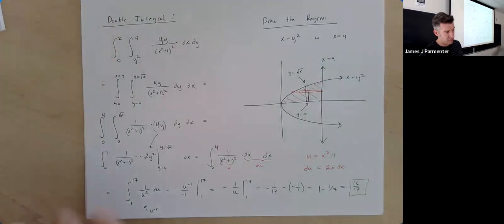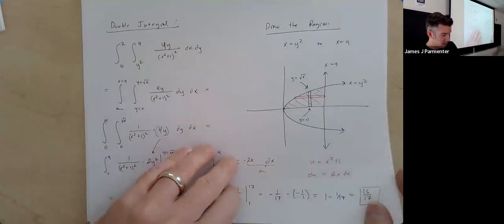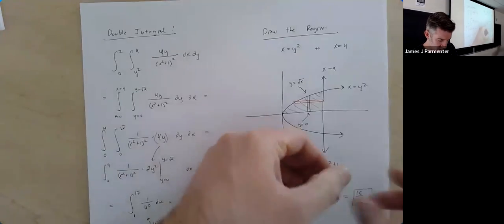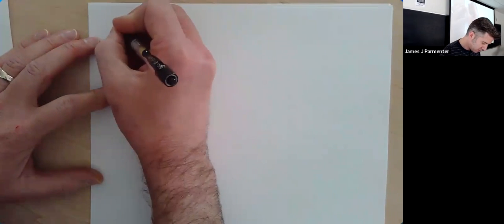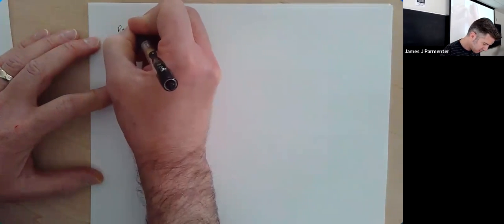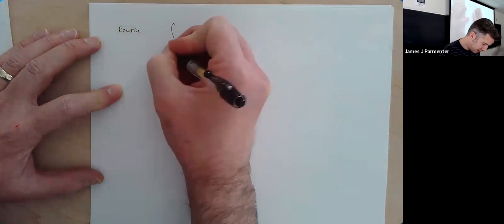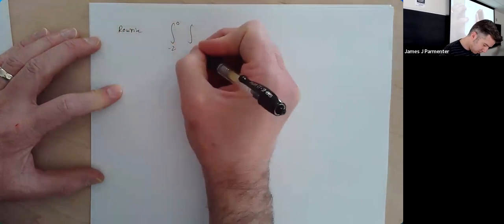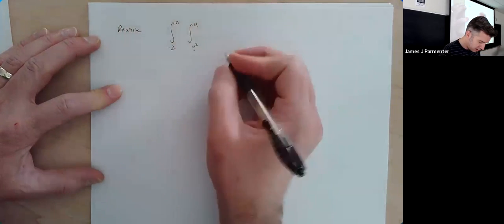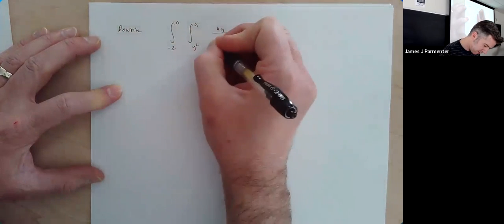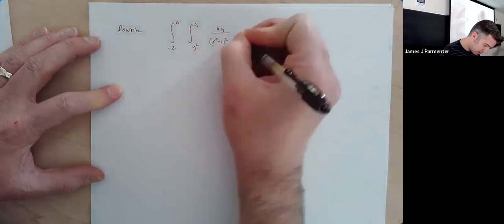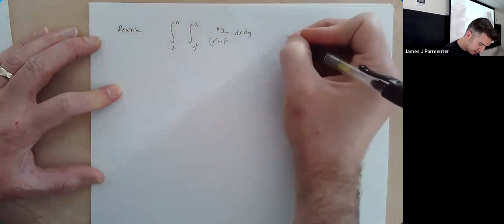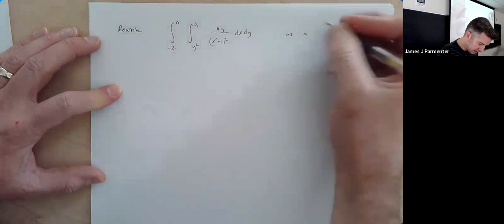So I could see asking a question like this on your exam. Instead of giving you the double integral and expecting you just to know you should change limits of integration, writing something like: rewrite the double integral from negative 2 to 0 from y squared to 4 of 4y over (x squared plus 1) squared dx dy in the opposite order.